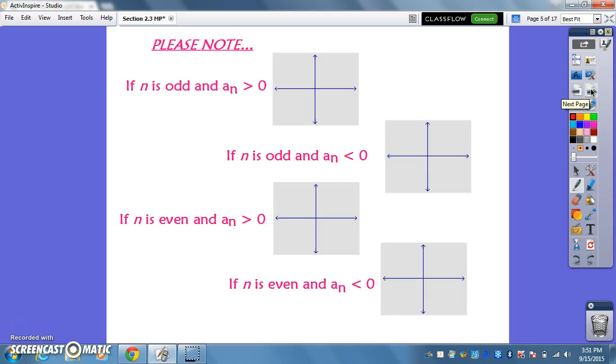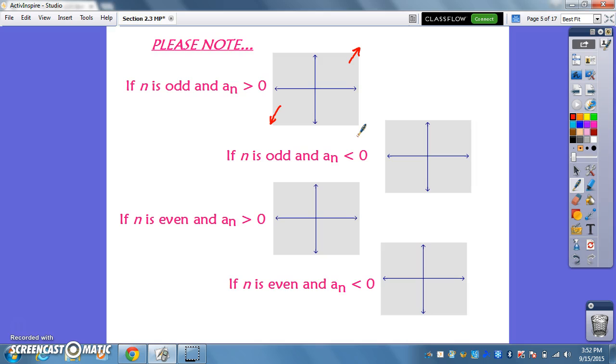So just to make sure that we are clear on what these arrows are going to look like, we're going to come back and fill in some of the important details in between. But just to look at the arrows, if n is odd, so the degree is odd, and the leading coefficient is positive, the arrows are going to point like this. Looking at the end behavior of the graph, the arrows are going to point down to the left and up to the right.